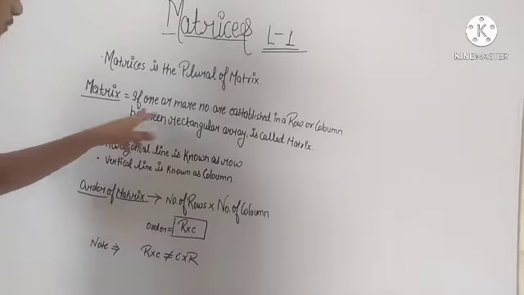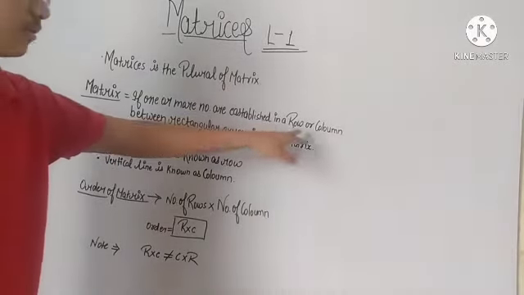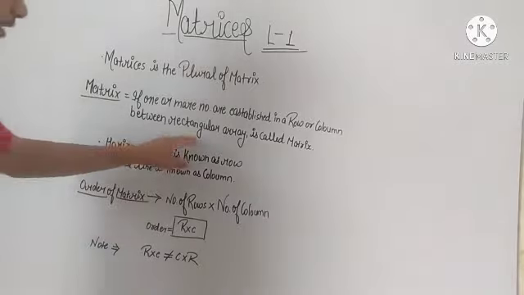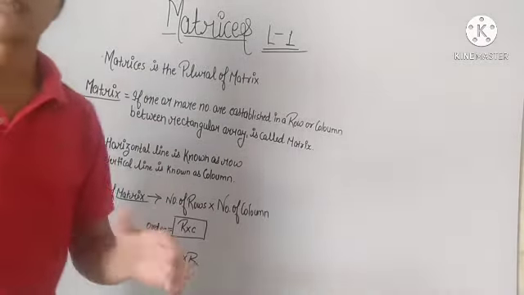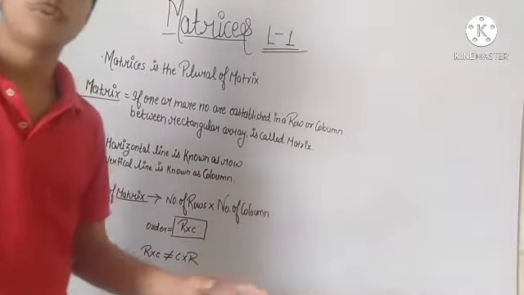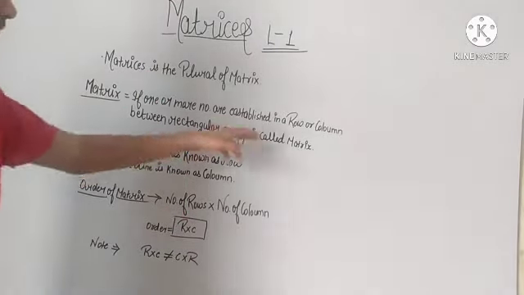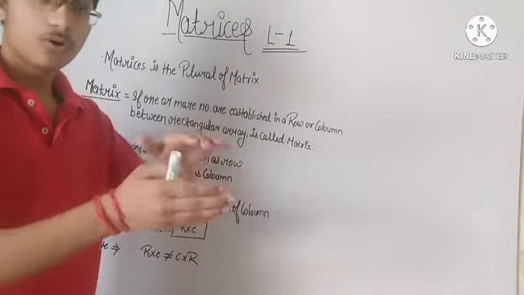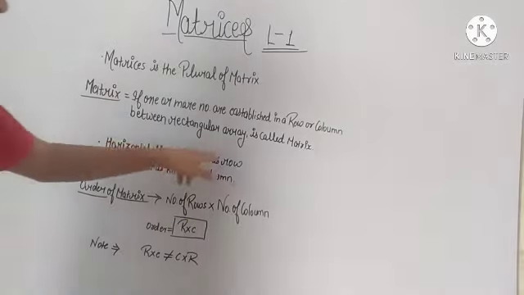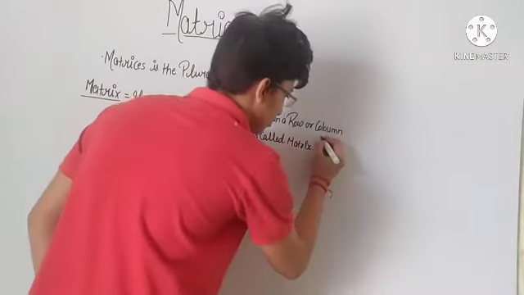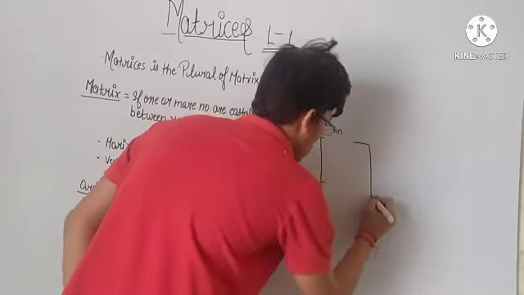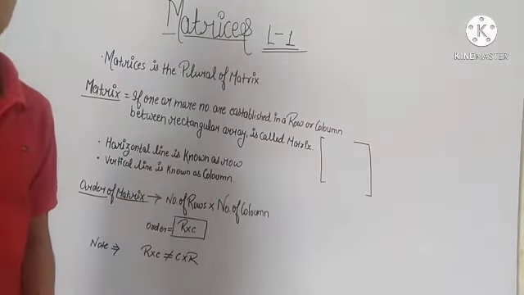So matrix, if one or more numbers are established in a row or a column between a rectangular array, is called matrix. What is rectangular array? This bracket is called rectangular array.